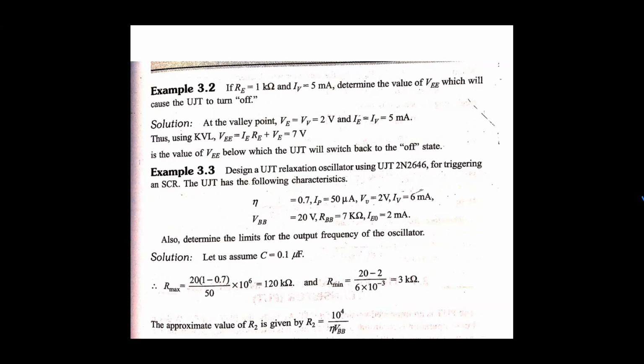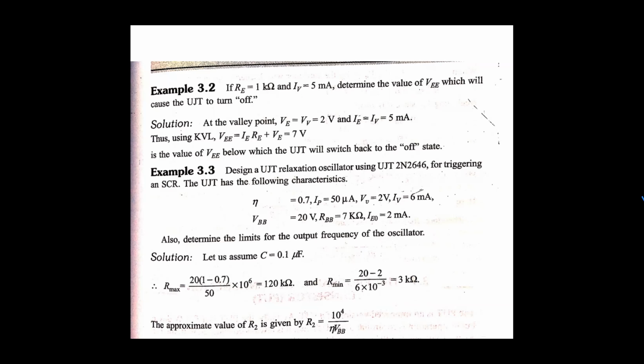So that's why we are assuming C is equal to 0.1 microfarad. Then we have to determine the maximum value. At the peak values, we are taking the maximum values. At the valley point, we are taking the minimum values. So R is equal to V by I, that is the peak voltage divided by the peak current. We calculate R max and got 120 kilo ohms, and using R minimum equal to the valley voltage divided by the valley current, we got R minimum 3 kilo ohms.